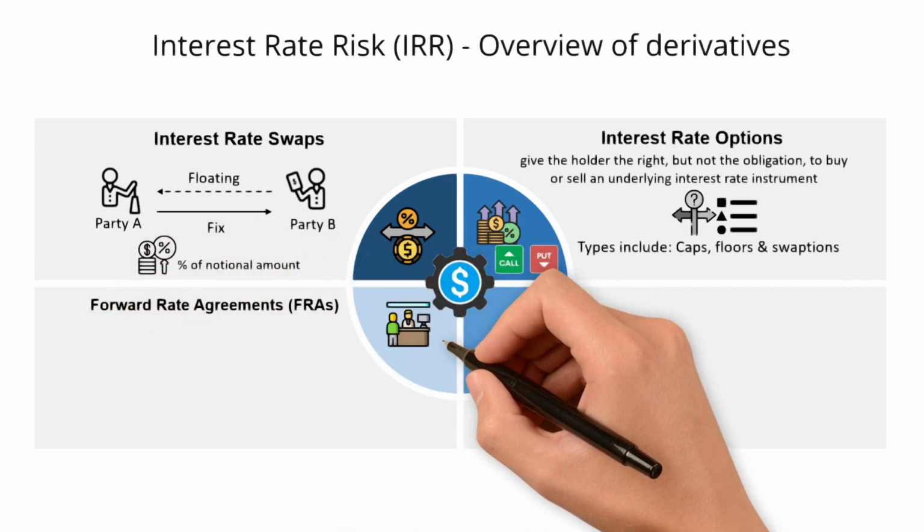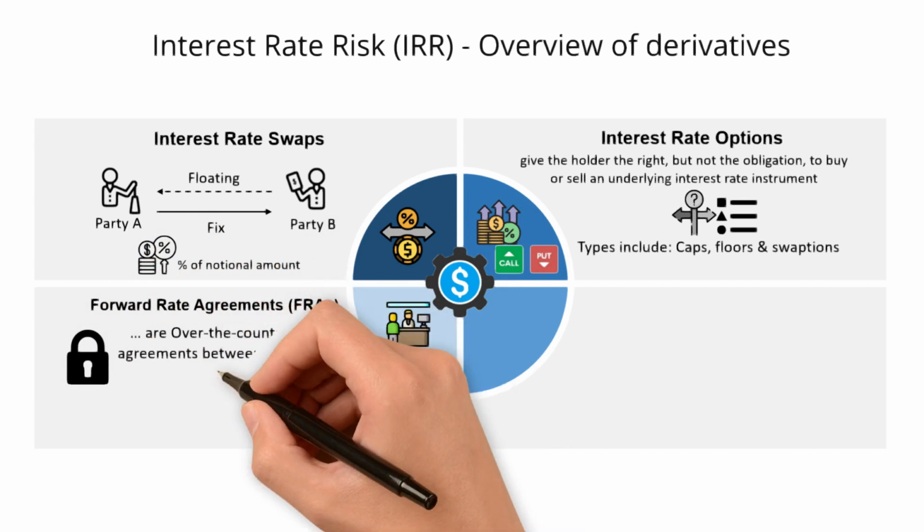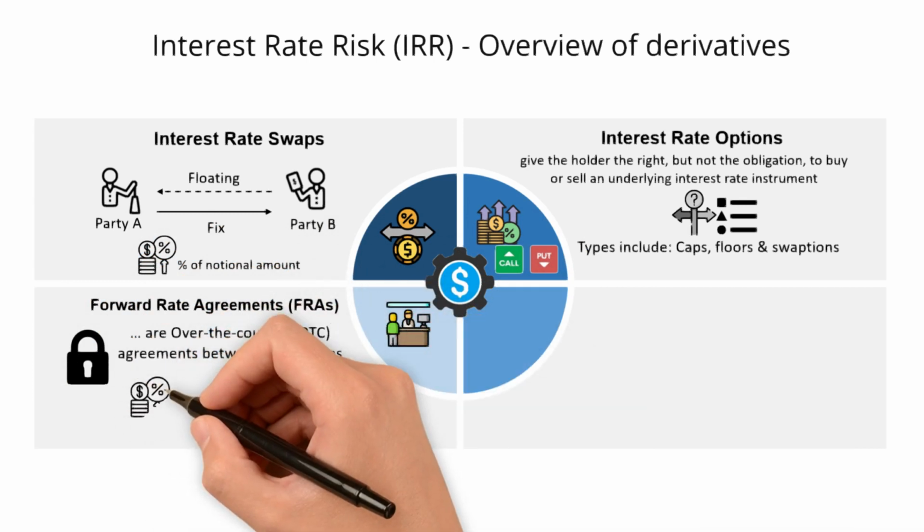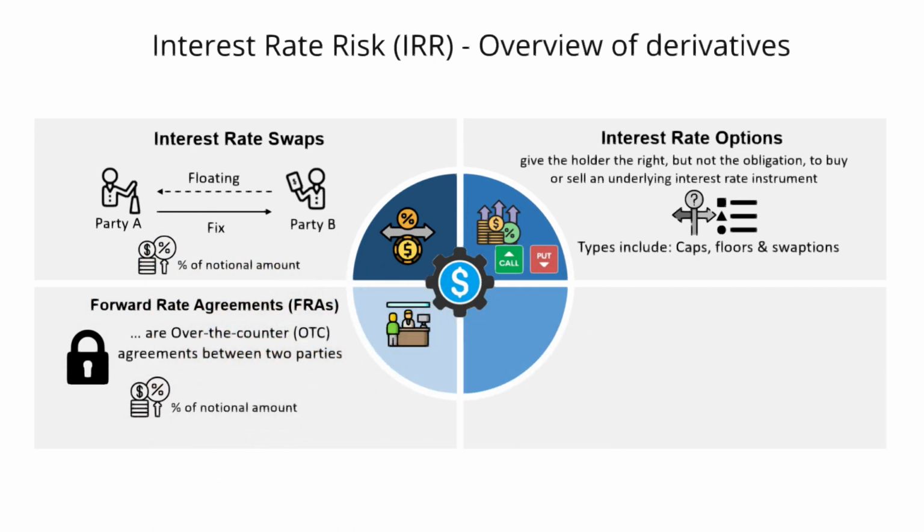Forward rate agreements, or FRAs. Forward rate agreements are contracts between two parties to lock in a fixed interest rate for a future period on a specified notional amount. FRAs are used by banks to hedge against fluctuations in interest rates.